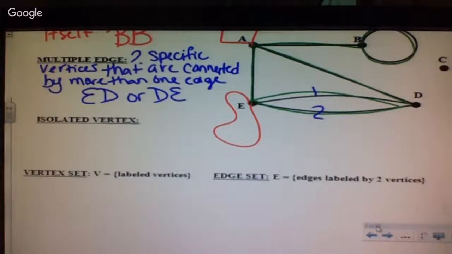Your last main term right now is what we call an isolated vertex. This is a vertex with no edges. So in other words, a little lonely dot all by itself. What's my isolated vertex in this picture? C.